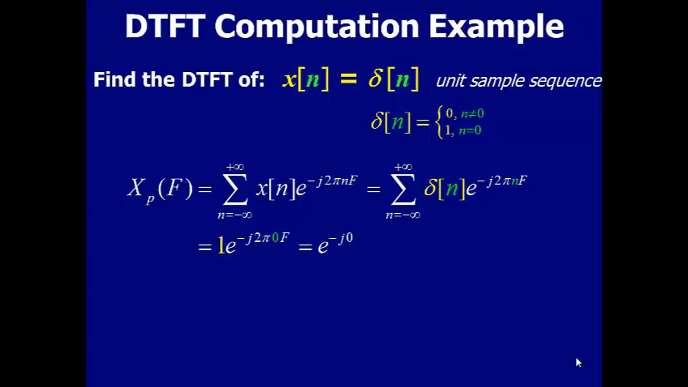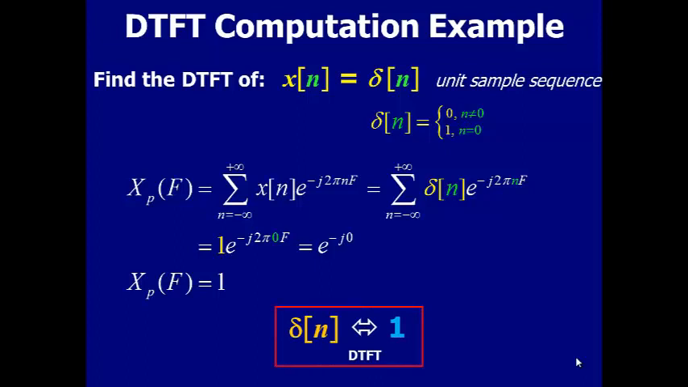And so at that n equals 0, delta sub n is 1, and the rest of the thing is e to the minus j 2 pi 0 times f, which is just e to the minus j 0, which is just 1. So just like the continuous time version, the discrete time Fourier transform of the discrete time impulse is 1.